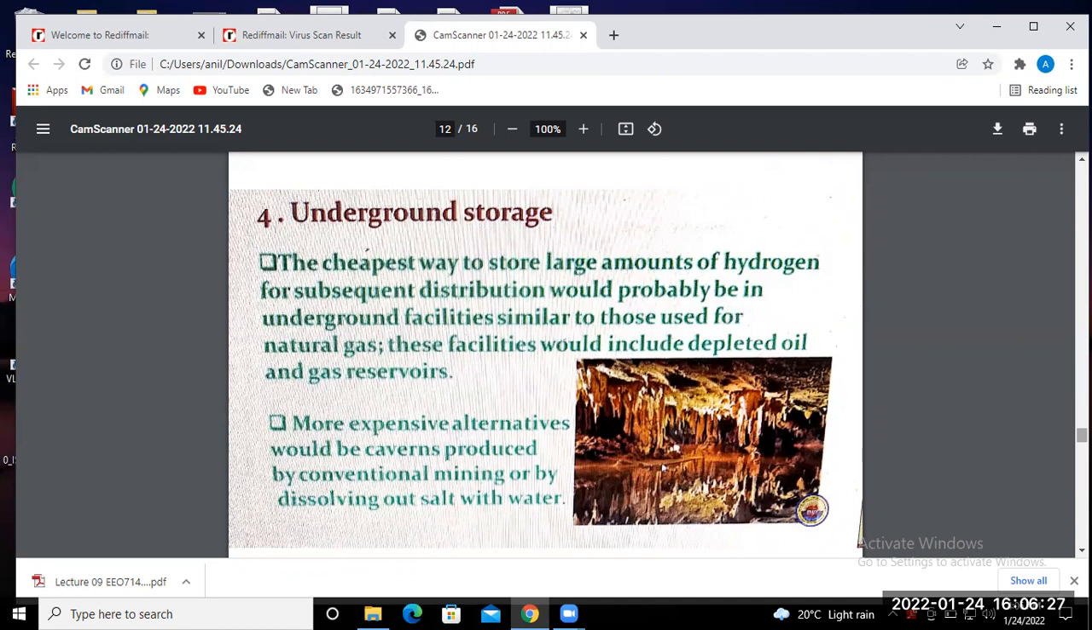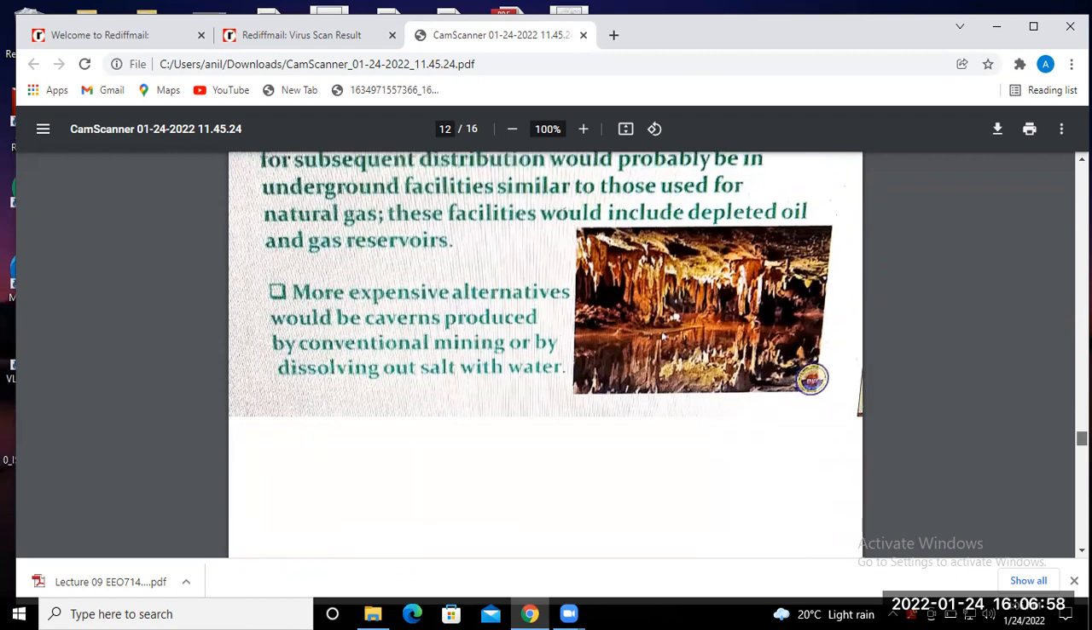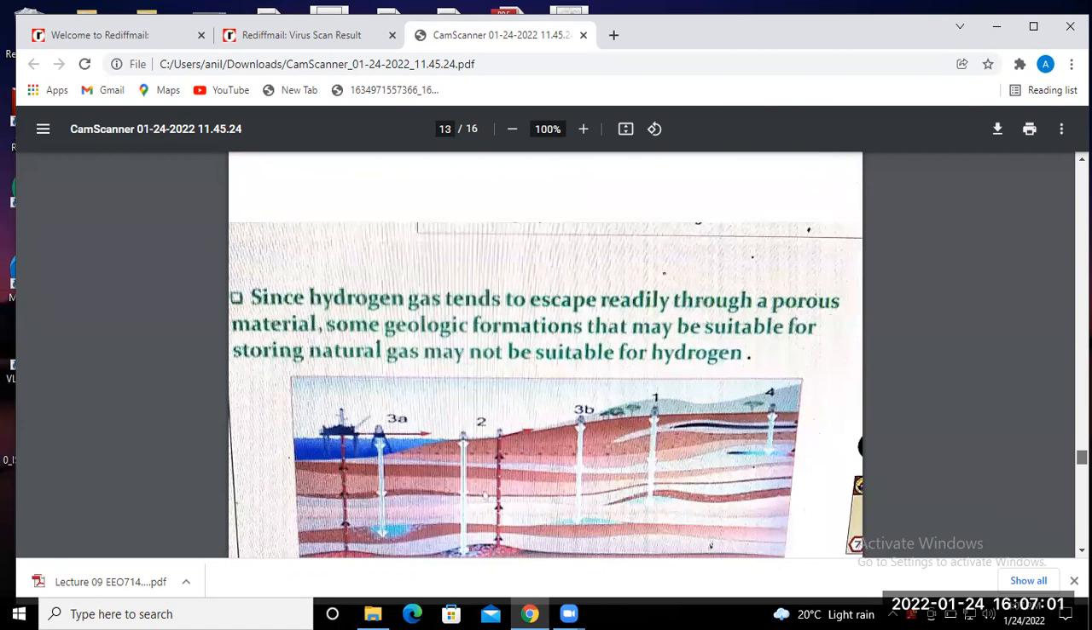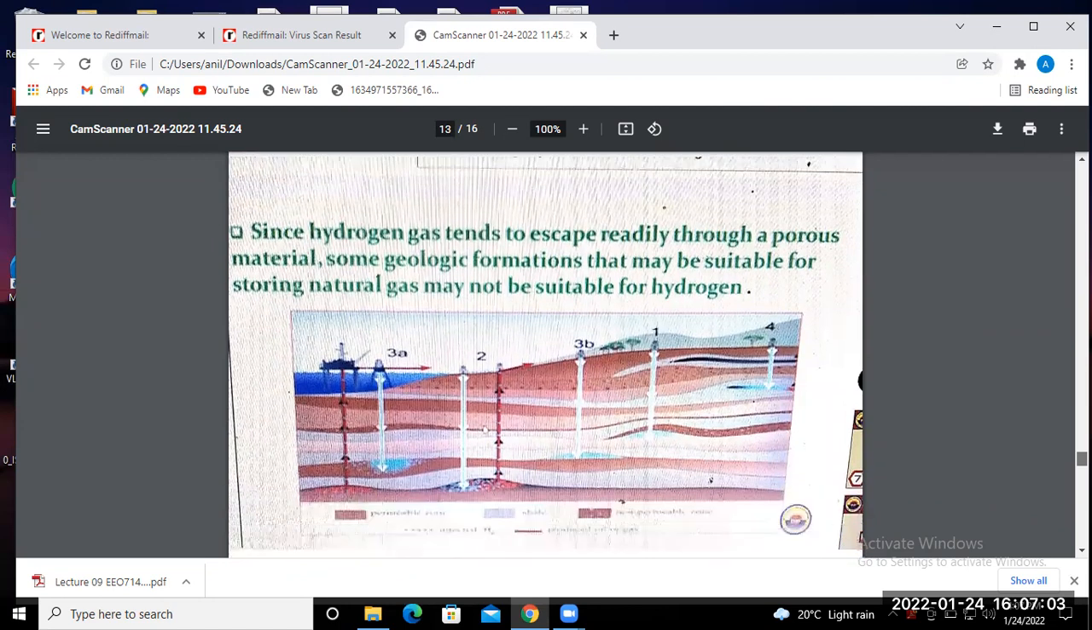A more expensive alternative would be caverns produced by conventional mining or by dissolving out salt with water. And let's look at the underground storage system.